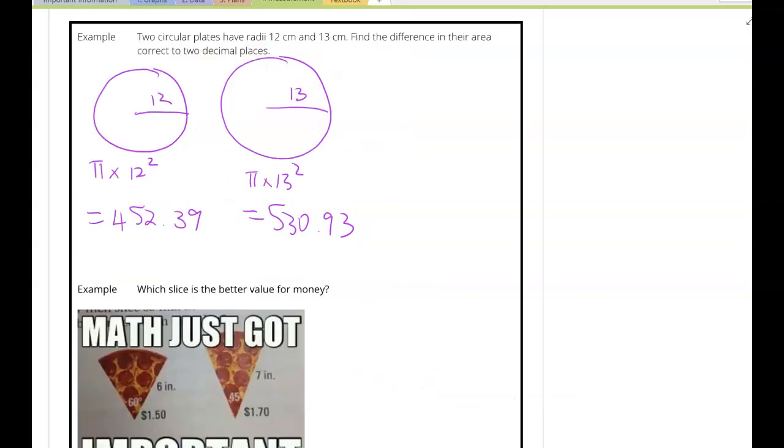You've got the area of your 2 circles, slightly smaller one, slightly larger one. Find the difference in their area, and it does say correct to 2 decimal places. So the bigger one, take the smaller one, that's it.